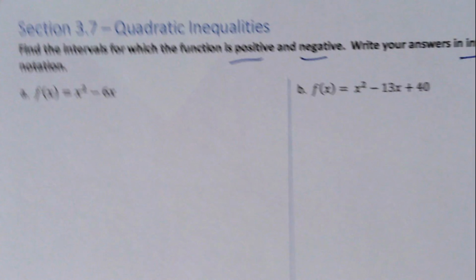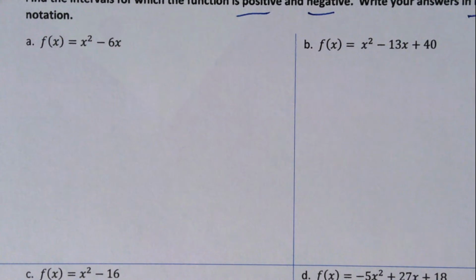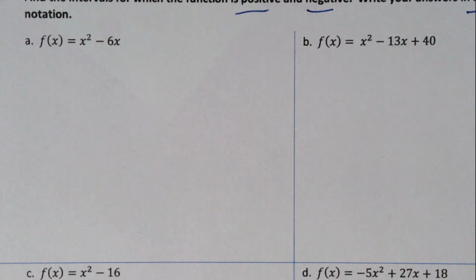We're using interval notation. So what I have here is a bunch of examples. There's no theory involved. This is just using basic algebra skills to determine where the function is positive and where the function is negative. I'm not going to provide a whole lot of background information here. I'm only going through the basic technique. So the first step is to factor these.